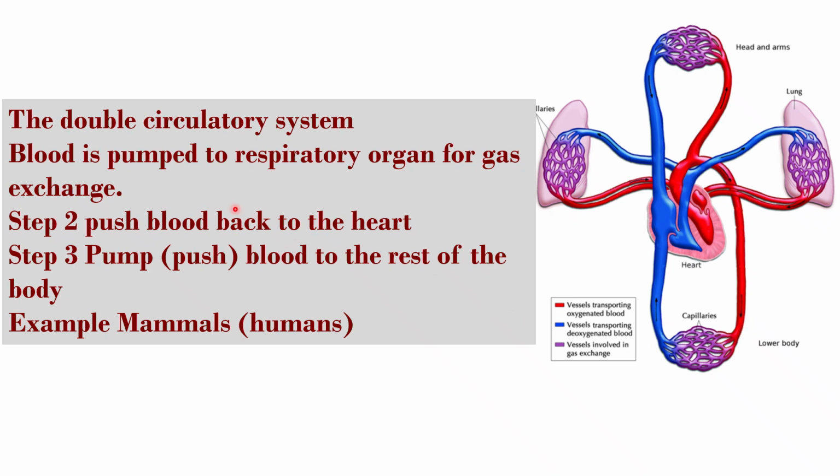So our system is a double circulatory system because it has circulation to the lungs and another circulation to the body organs. An example of organisms which have a double circulatory system are the mammals, the human beings. The blood is pushed to the respiratory system or organ, then back to the heart, then to the rest of the body.